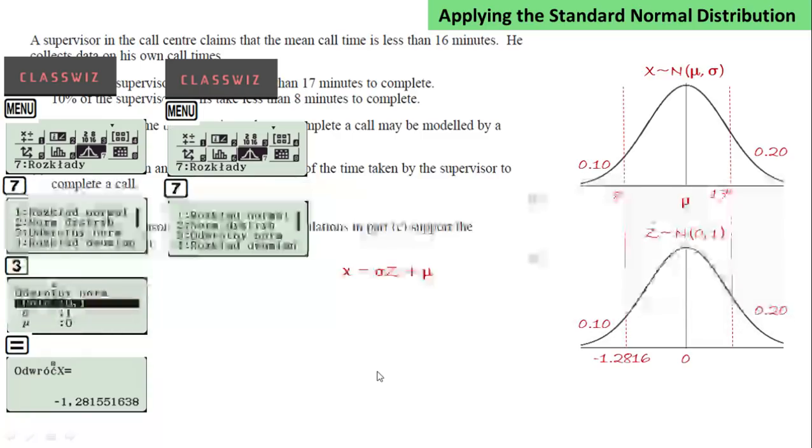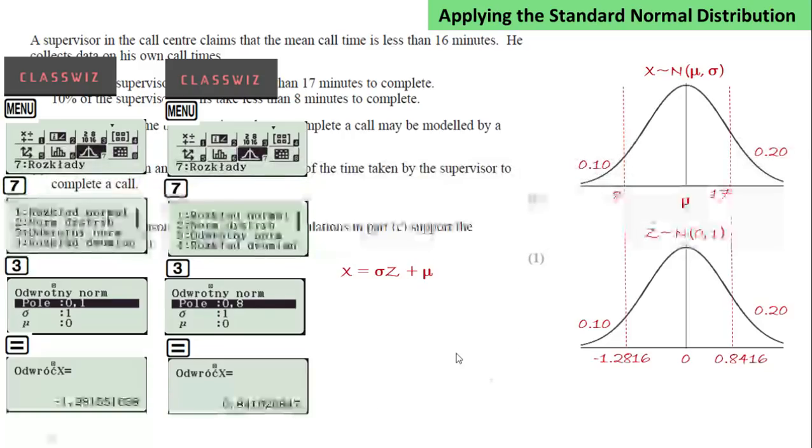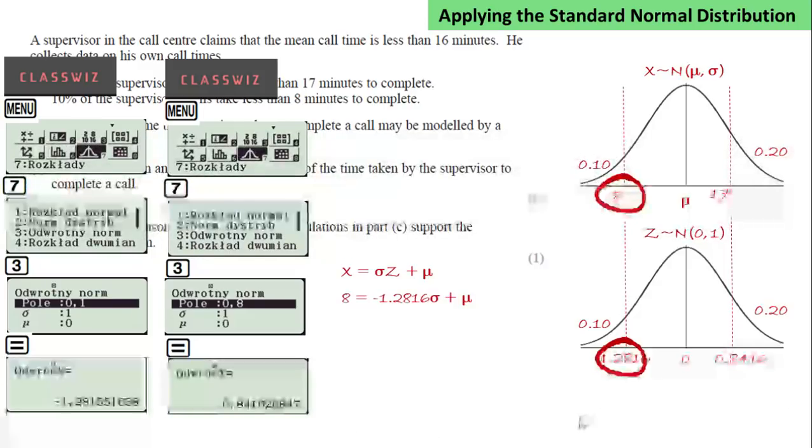I do a similar thing for the right hand side. Again, choosing the inverse normal distribution, key 3. Here I put in 0.8. I want 0.2 after the line, so it's up to here. The probability is 0.8, sigma is 1 and mu is 0. I hit the equals key and I get 0.8416.